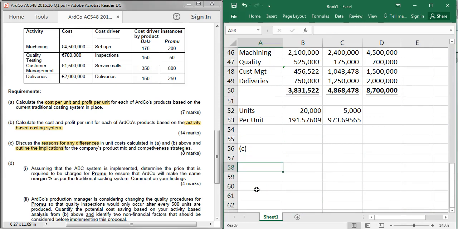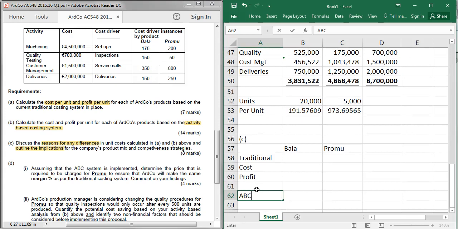And you do a table out and you do cost. You'll do traditional. And you'll get the cost and you'll get the profit. And that's for Bala and promo. And I do the same for ABC.